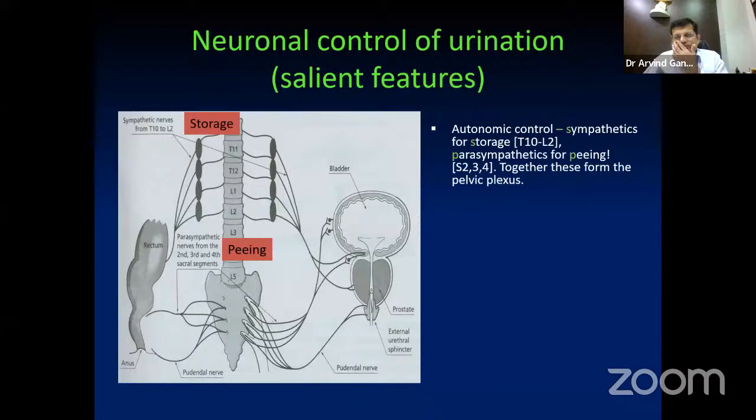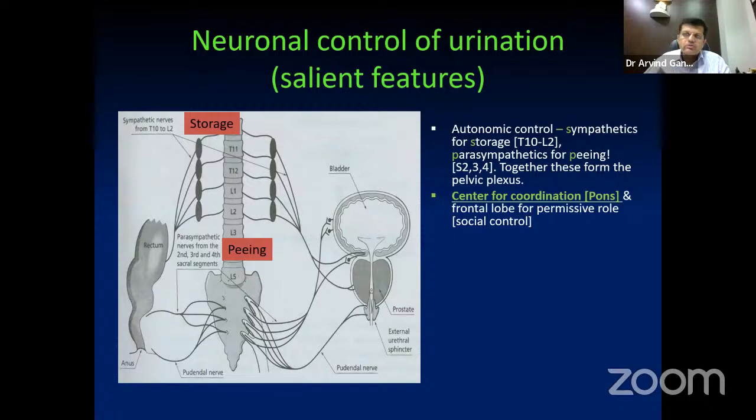Let's dive a little bit more into the details. So the autonomic control, that is the sympathetic control for storage, is from T10 to L2, while the parasympathetic control for peeing is from S2, 3, 4. So together these form the pelvic plexus. So there is a boss for both these things beyond them, and the boss is the center of coordination, that is the pons, and the frontal lobe for permissive role. So unless there is clearance from the frontal lobe, in spite of the fact that there is a contraction of the detrusor, the patient is not going to pass urine.